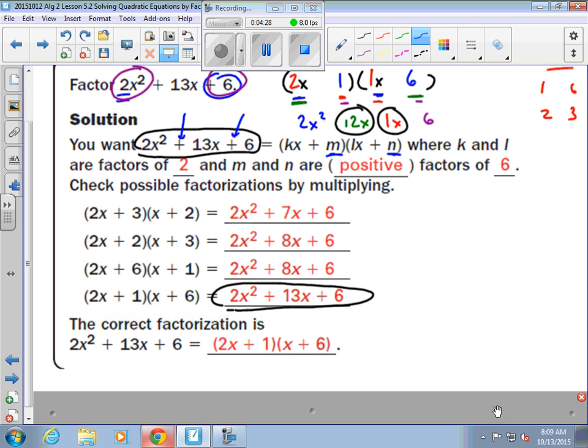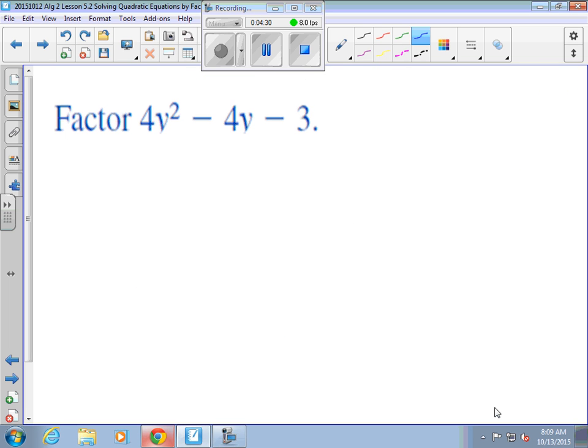So again, in the blank space on the side, everybody, let's factor out this one: 4y squared minus 4y, doesn't matter y's or v's or whatever, 4y minus 3. Take about a minute on that one.